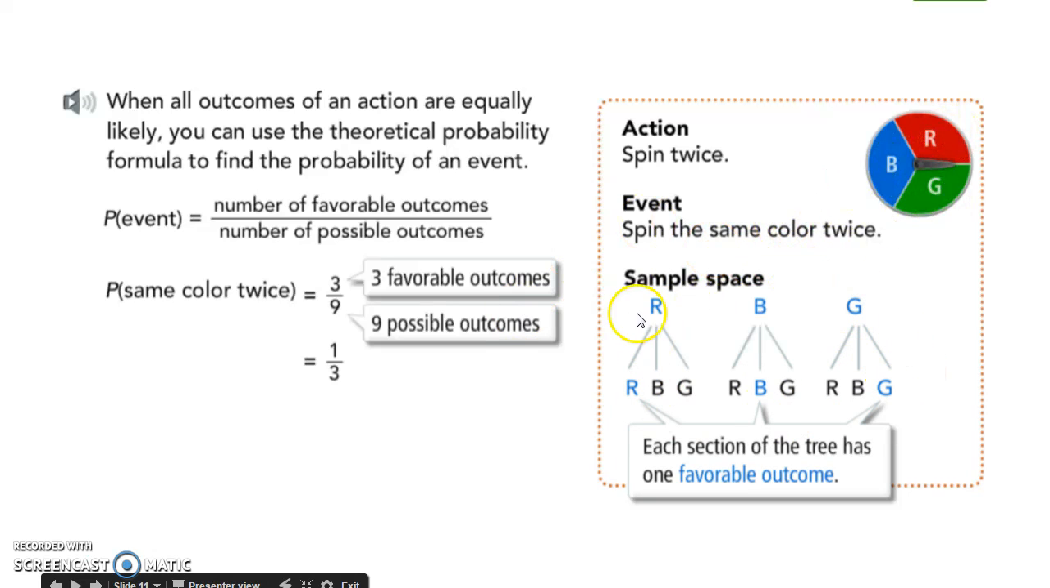So red, blue, or green is the first option, and then from that, the second spin, red, blue, or green. So 3 times 3, there's going to be 9 possible outcomes, and then they want to know, spinning the same color twice. We could get red and red, blue and blue, or green and green. There's 3 different ways that I could get the same color twice out of 9 possible outcomes. So that would simplify to be 1 over 3.